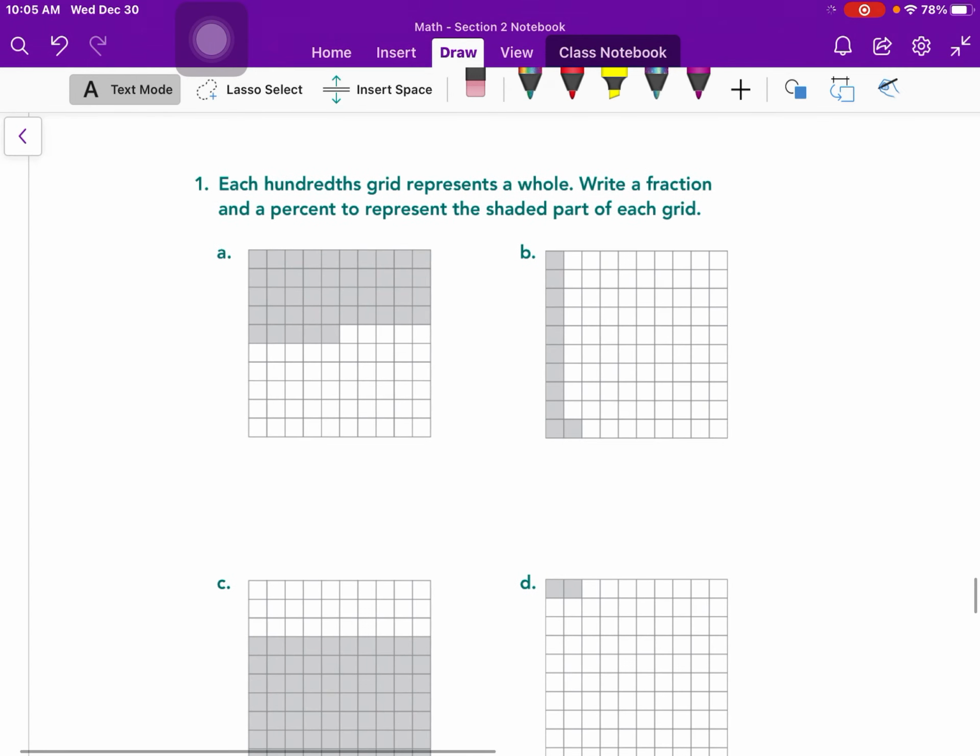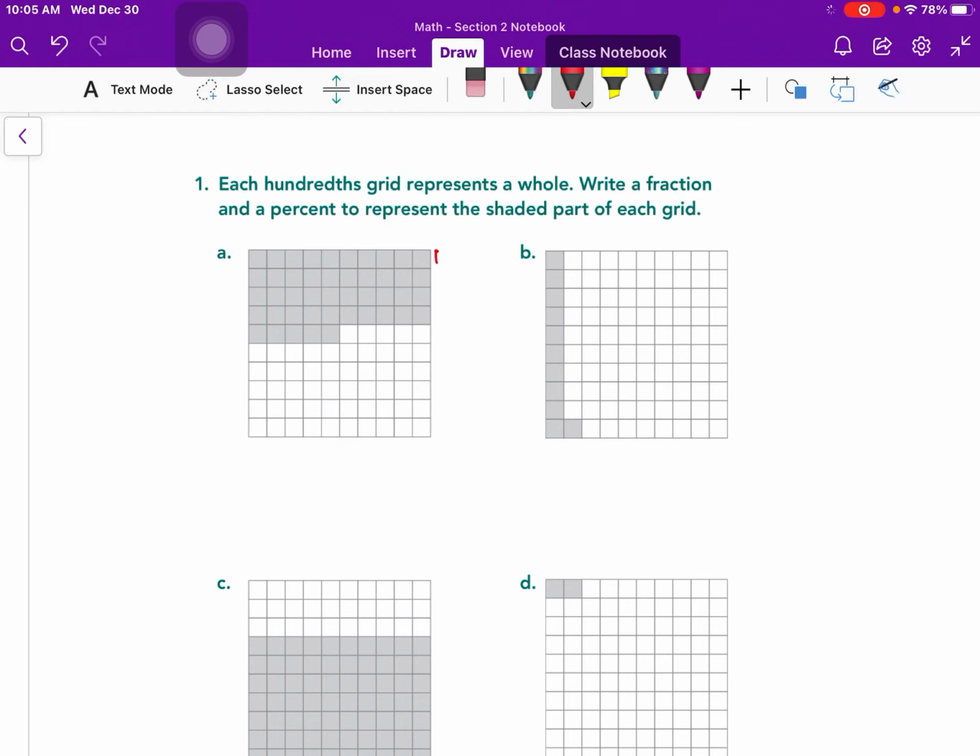All right, let's keep going. Each hundredth grid represents a whole. Write a fraction and a percent to represent the shaded parts of each grid. All right, so remember each hundredth grid, there's 100 squares here, and that represents our whole. Write a fraction. So we have to figure out how many are shaded.